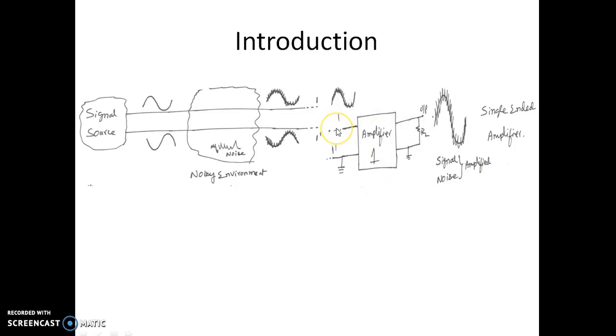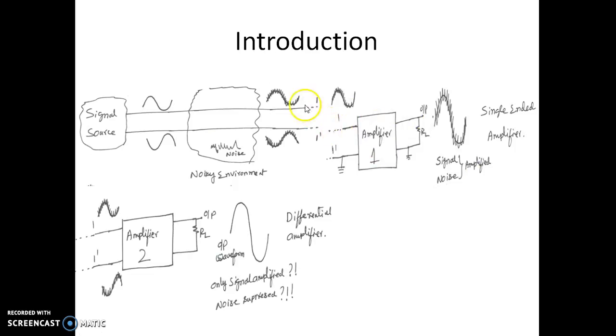Let us see what happens if I apply the same signal, having some noise, to an amplifier of type 2. In this second type of amplifier, we don't have a common ground. Now the entire noisy waveform is applied to this amplifier. Now we shall see what happens to the output. Can you see, the output is a pure sine wave, amplifying only the signal, and the noise is suppressed. This is because the noise is common to both the signals at 1 and 1 dash. So this amplifier is a different type of amplifier compared to amplifier 1.